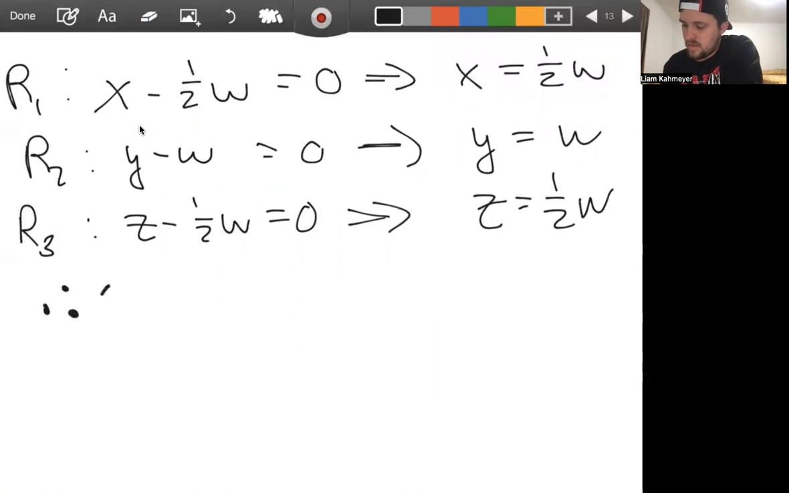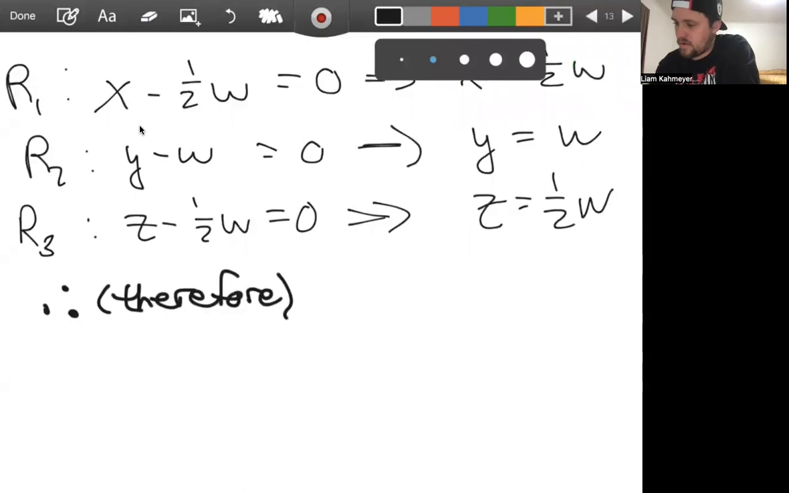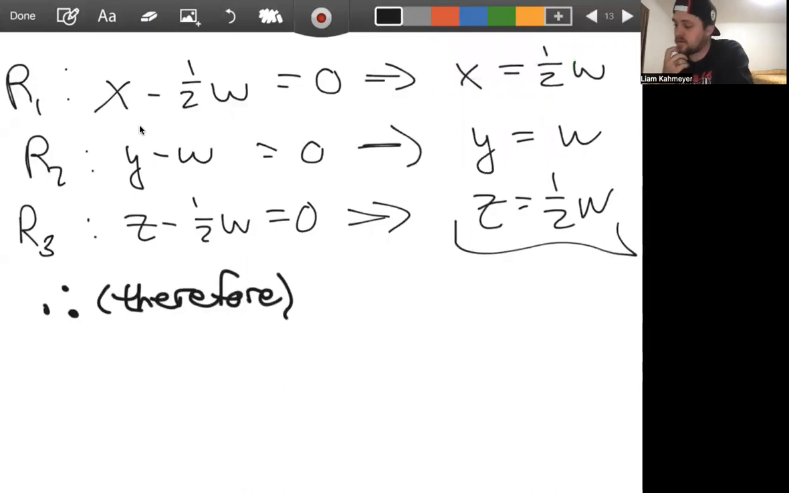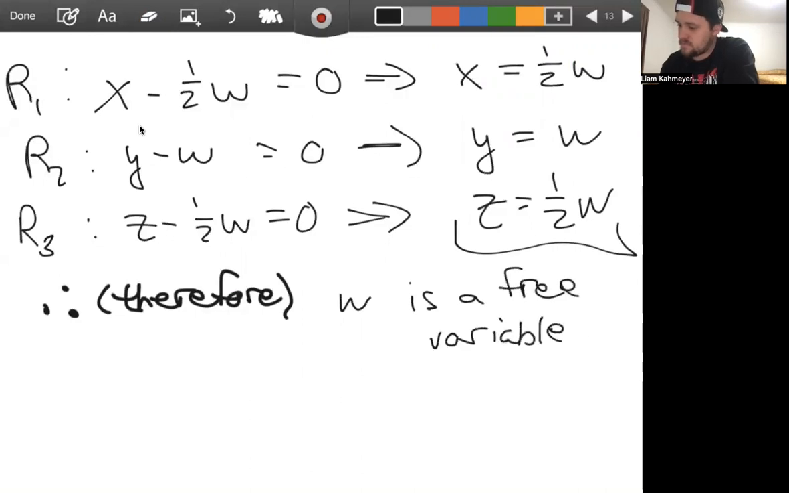These three dots mean therefore. If you see the three dots like that, it means therefore. So after we've used our Gaussian elimination here, which is the process of putting the matrix in reduced row echelon form, what we've learned is that w is a free variable. Let's call it a parameter. So say w equals t.